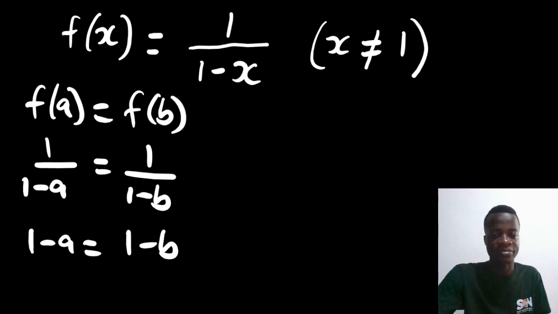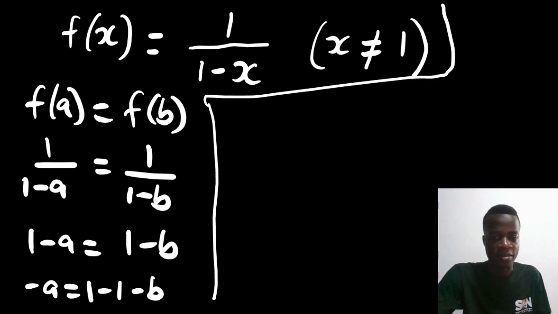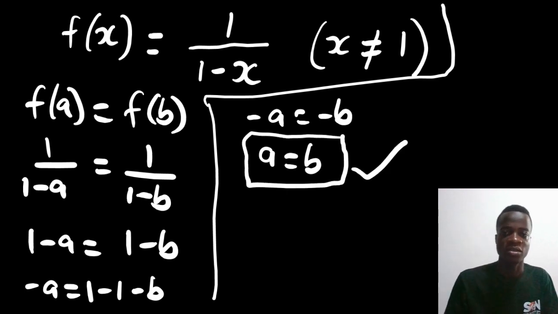So I will send the ones to the other side. Then you have negative a is equal to 1 minus 1 from the other side minus b. So what do I have now? At the end, you have negative a is equal to negative b, divided by negative 1. You have a is equal to b exactly, not a plus or minus b. So this is a one-to-one function.